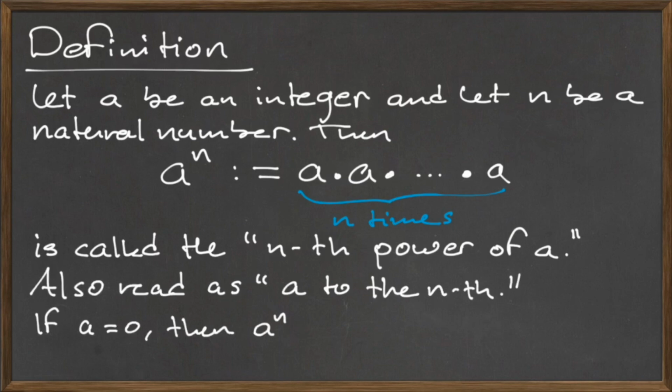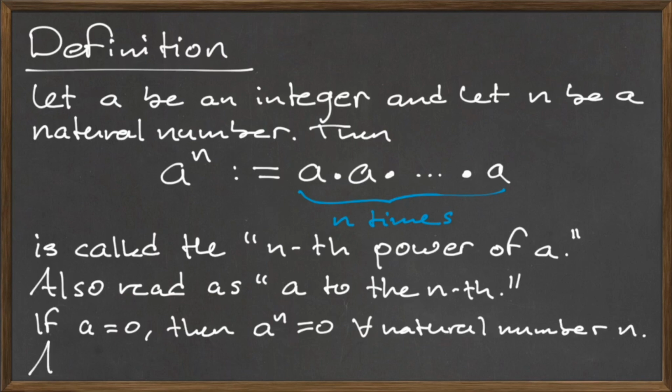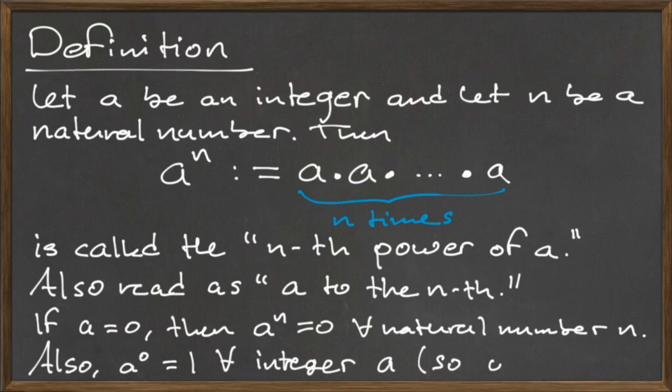There are two special cases to point out here. The first is that if a is equal to 0, then the nth power of a is equal to 0 for all natural numbers n. The second is that a to the power of 0 is equal to 1 for every integer a.